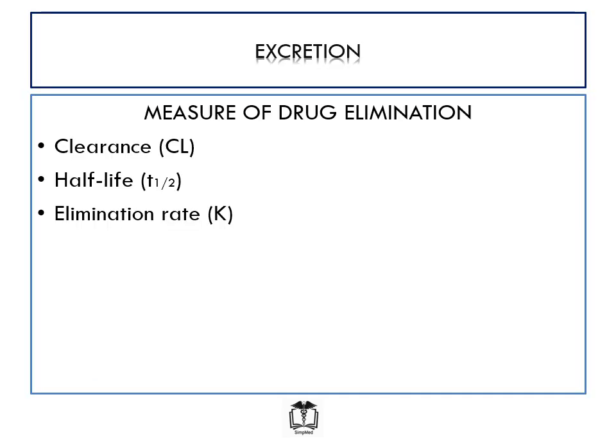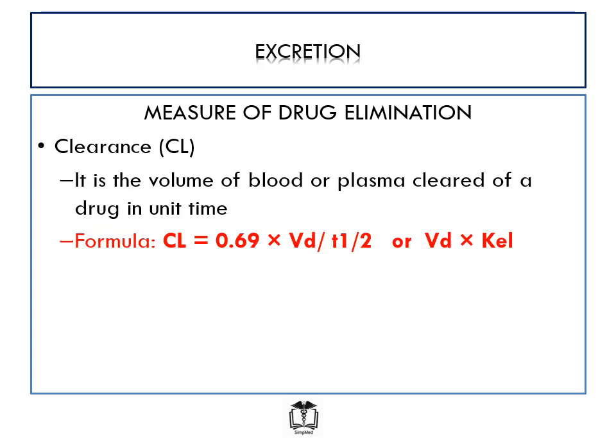So how do we measure drug elimination? The way we measure drug elimination is by the use of three major parameters. These parameters include clearance, the half-life, and then the elimination rate. The clearance talks about the volume, and it's the volume of blood or plasma or medium of excretion that is cleared of a drug in unit time.